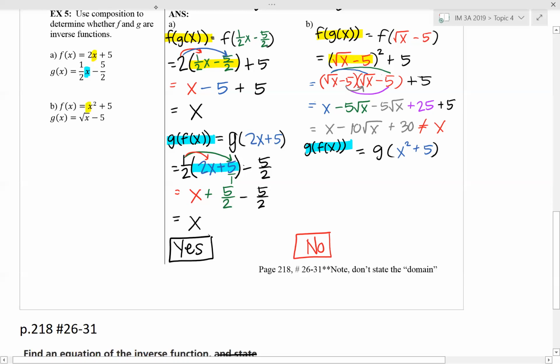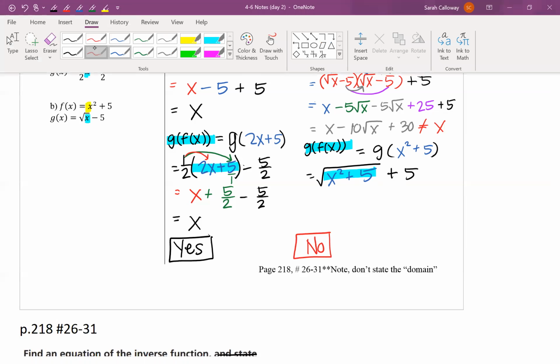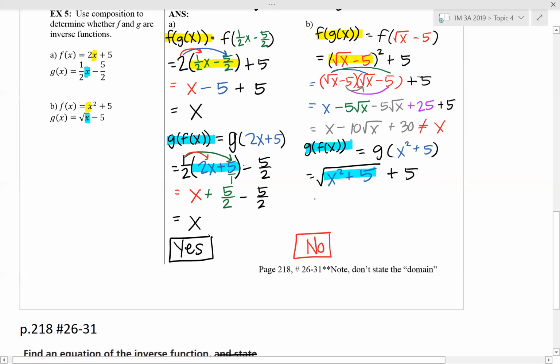So we're plugging into this x here. So we're going to replace that x with x squared plus 5. So g of x is the square root of x plus 5, and we're going to write x squared plus 5 there. So because both the 5 and the x squared are under the radical, we actually can't even do anything to simplify this. And so notice that this is not x. And so this result means that these two functions are not inverses.